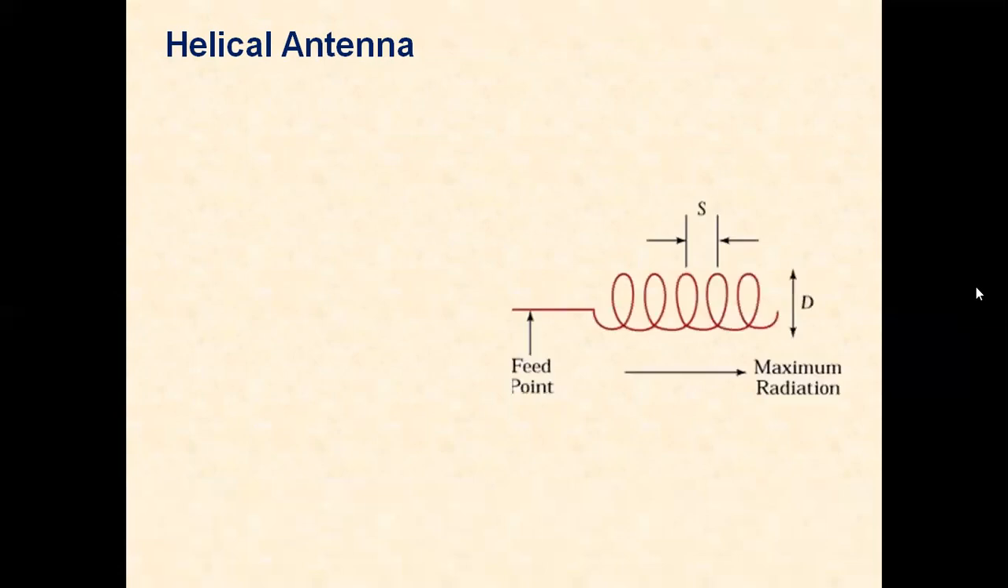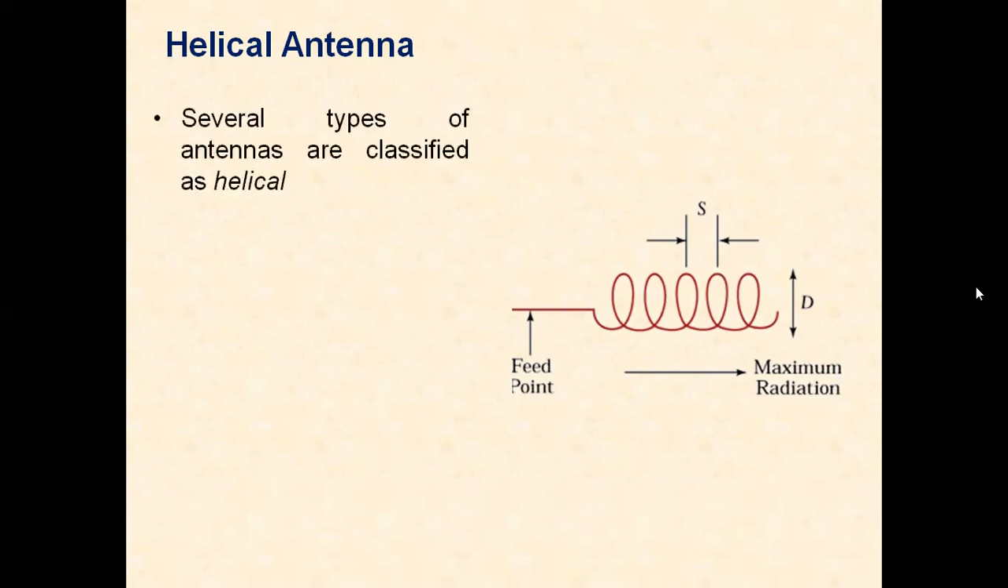Now we will discuss another type of antenna, the helical antenna. It is also a broadband microwave antenna. The helical antenna is a broadband VHF, UHF and microwave antenna, which is used when it is desirable to provide circular polarization characteristics. The most important application area of the helical antenna is when we require circular polarization. Several types of antennas are classified as helical.